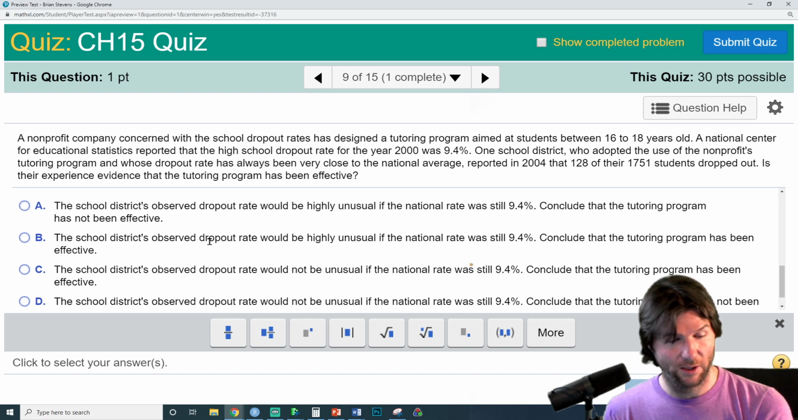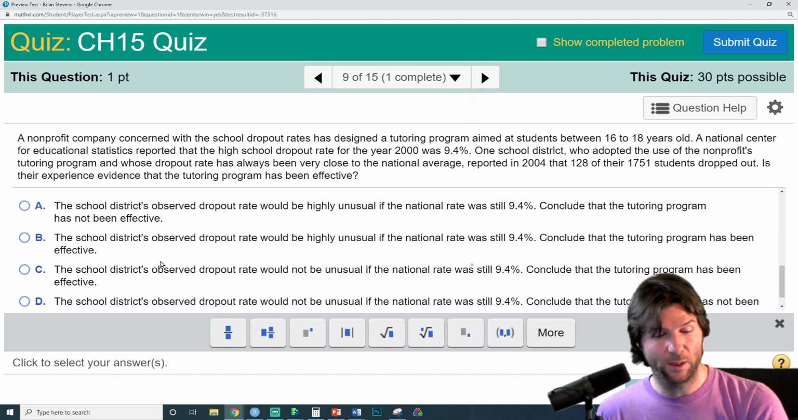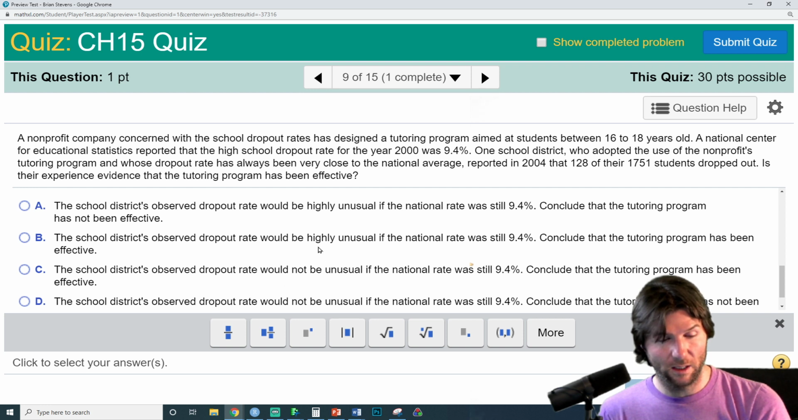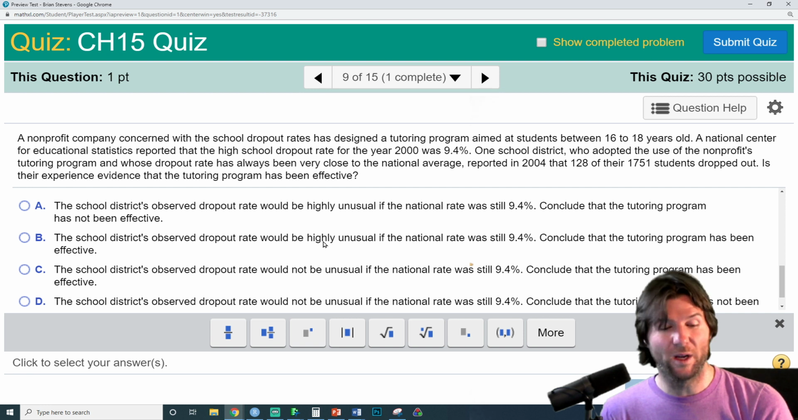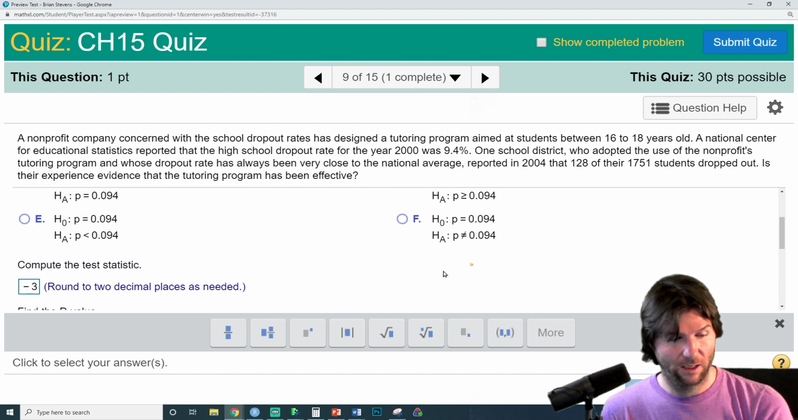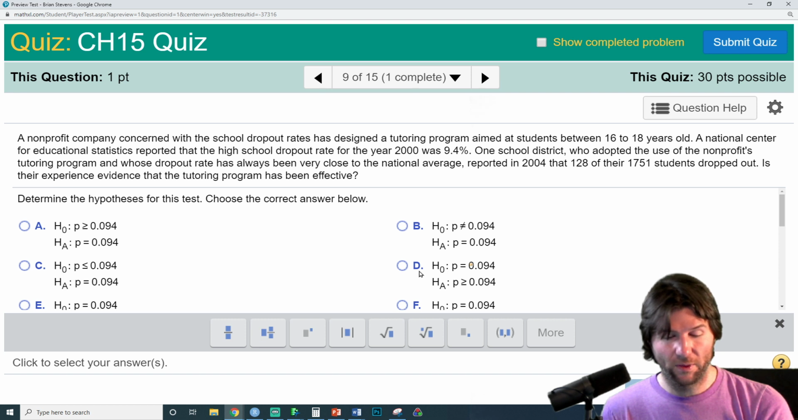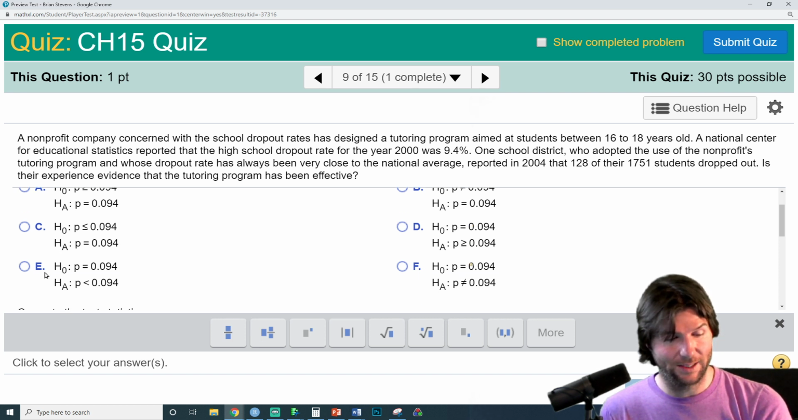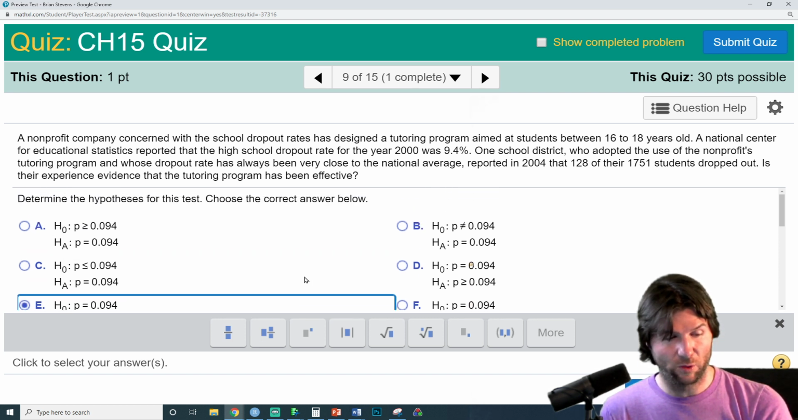So let's see here. The school's observed dropout rate would be highly unusual. I said unusually high. The school's dropout rate would be highly unusual if the national dropout rate was this. Conclude that the tutoring program has been effective. So we think there's evidence it has been effective. And I missed a question, it looks like. I didn't choose my null alternative. We're trying to see if the true proportion has decreased.